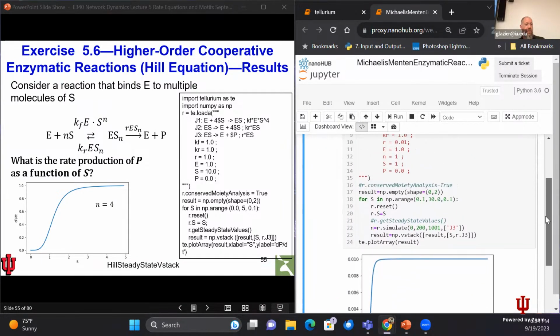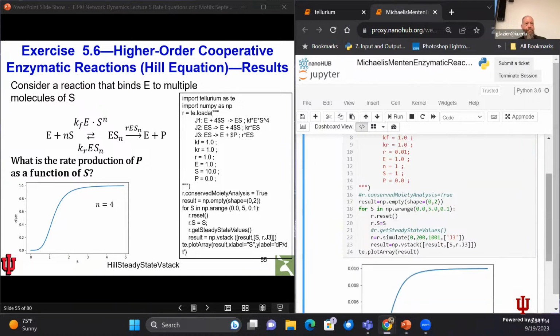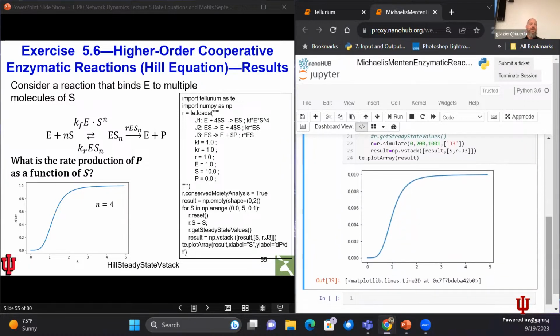Well, I'm running it over much too big a range. Here, let's make it to 5. You get that? So you'll notice it's different. Now I have what's called a sigmoid. Instead of having maximal slope at 0, the slope at 0 is now 0. And the maximal slope is now at Km in the middle.